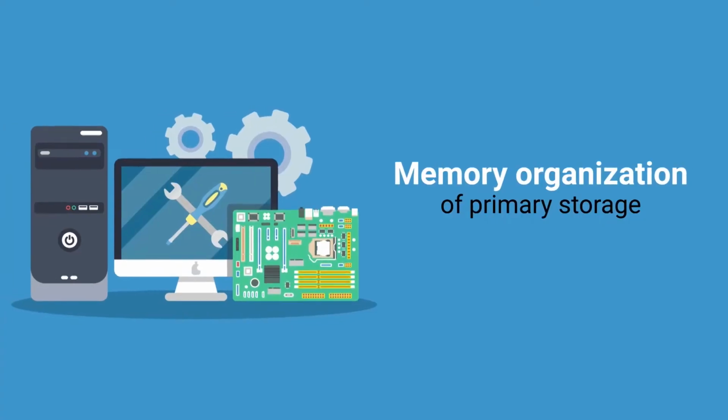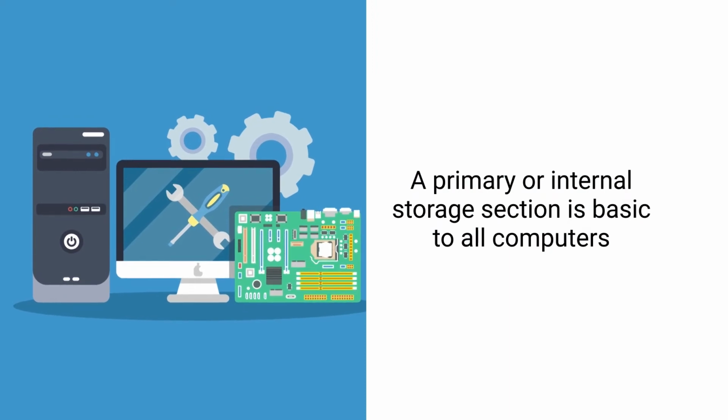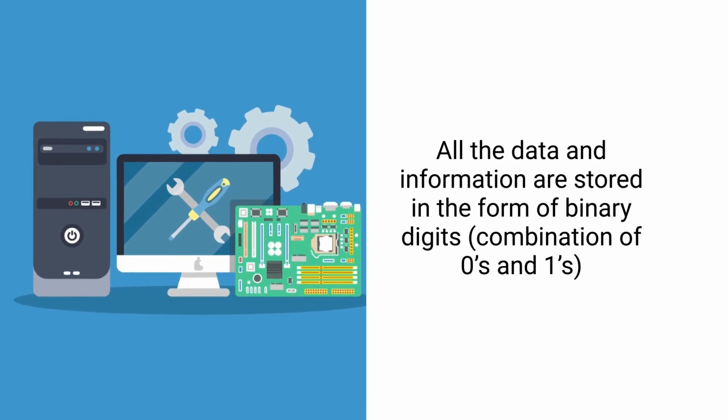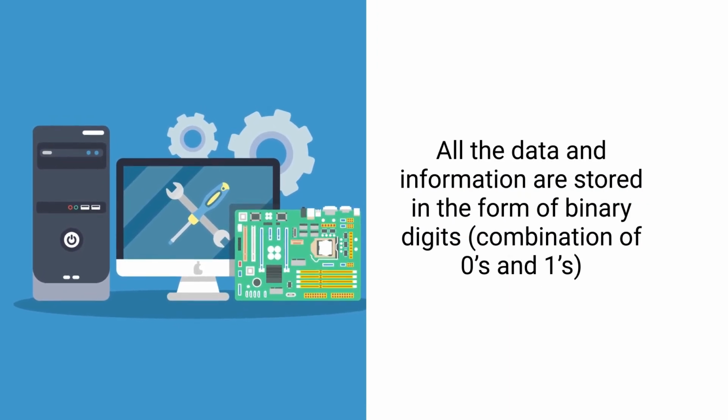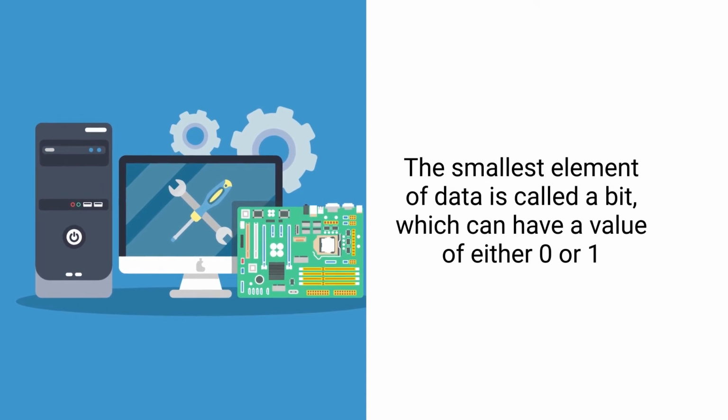Now, if we look at it further, the basics of all computers are the primary or internal storage. Within these storage devices, all the data and information are stored in the form of binary digits that we refer to as zeros and ones. That is also the smallest element of data, called a bit, which can have a value 1 or 0.